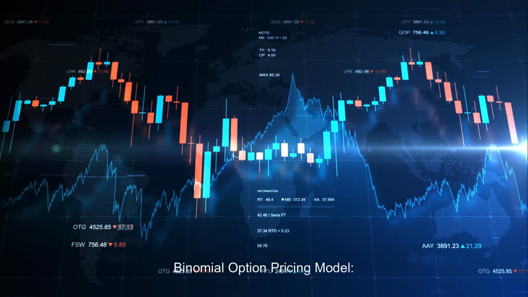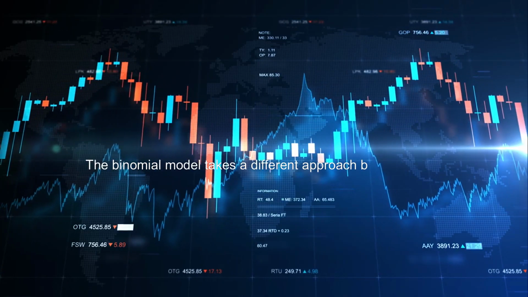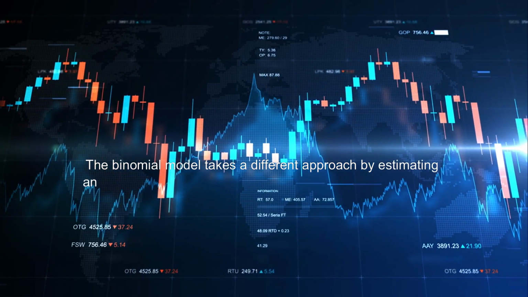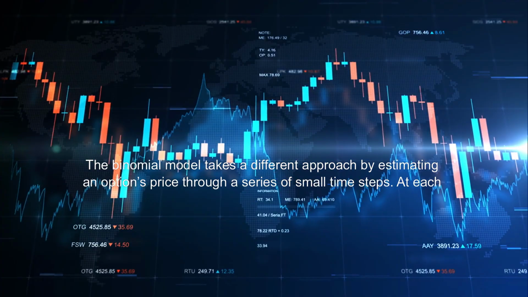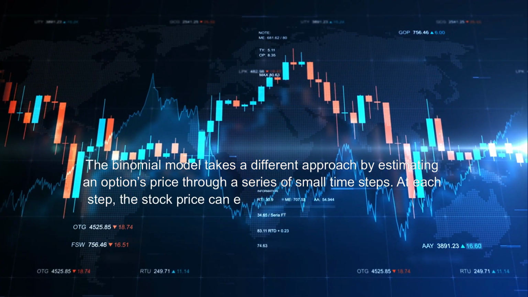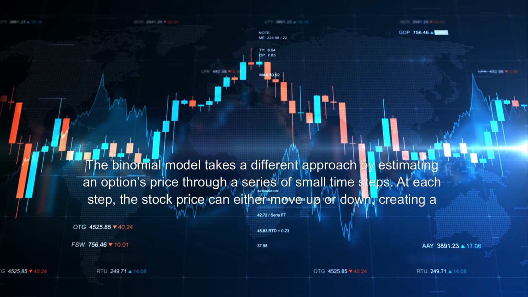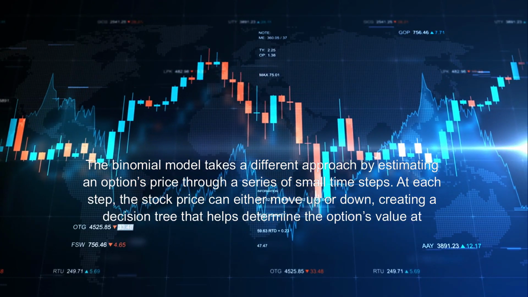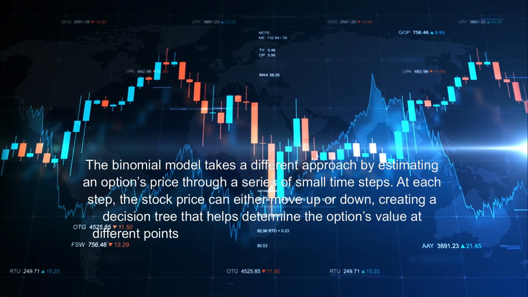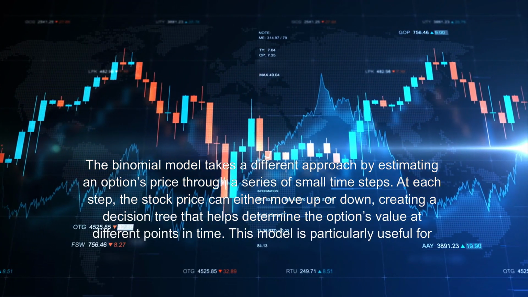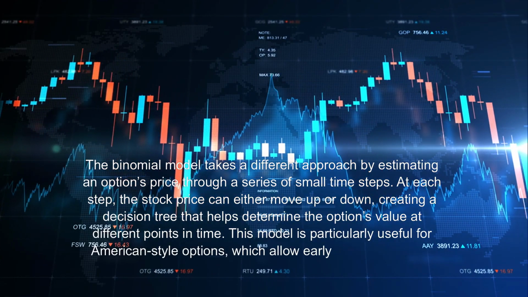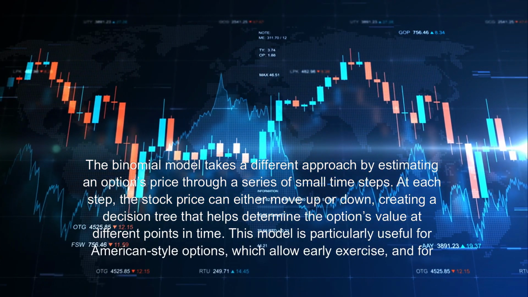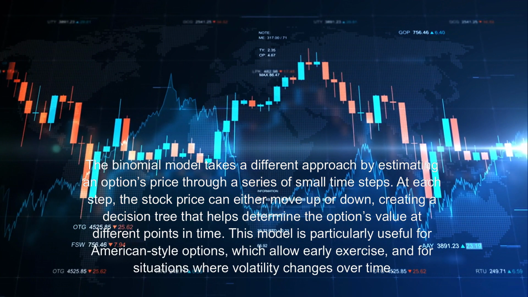Binomial option pricing model. The binomial model takes a different approach by estimating an option's price through a series of small time steps. At each step, the stock price can either move up or down, creating a decision tree that helps determine the option's value at different points in time. This model is particularly useful for American-style options, which allow early exercise, and for situations where volatility changes over time.